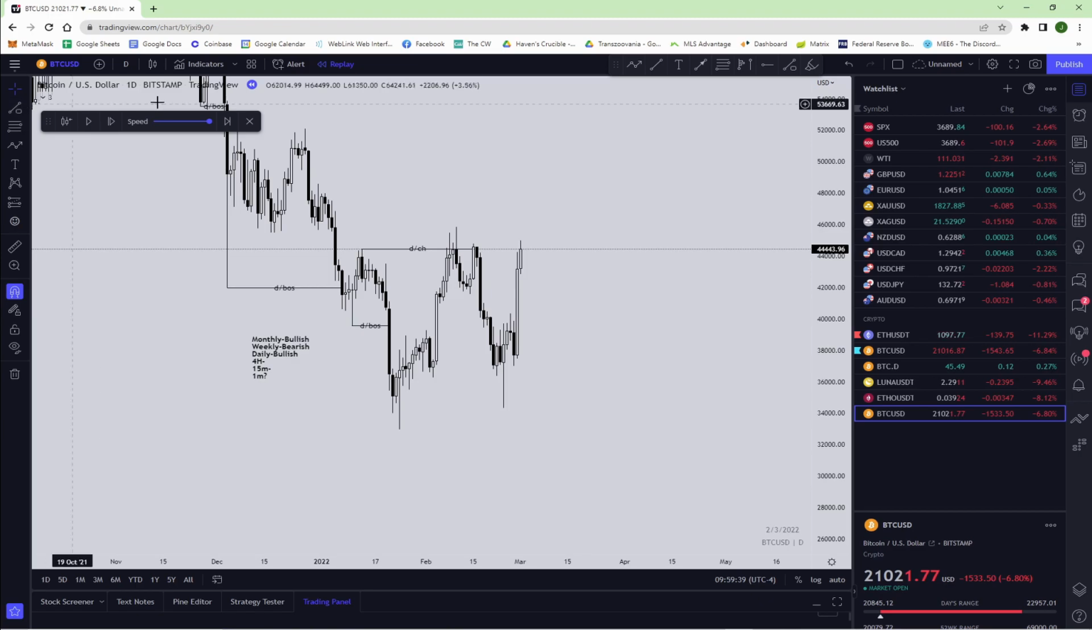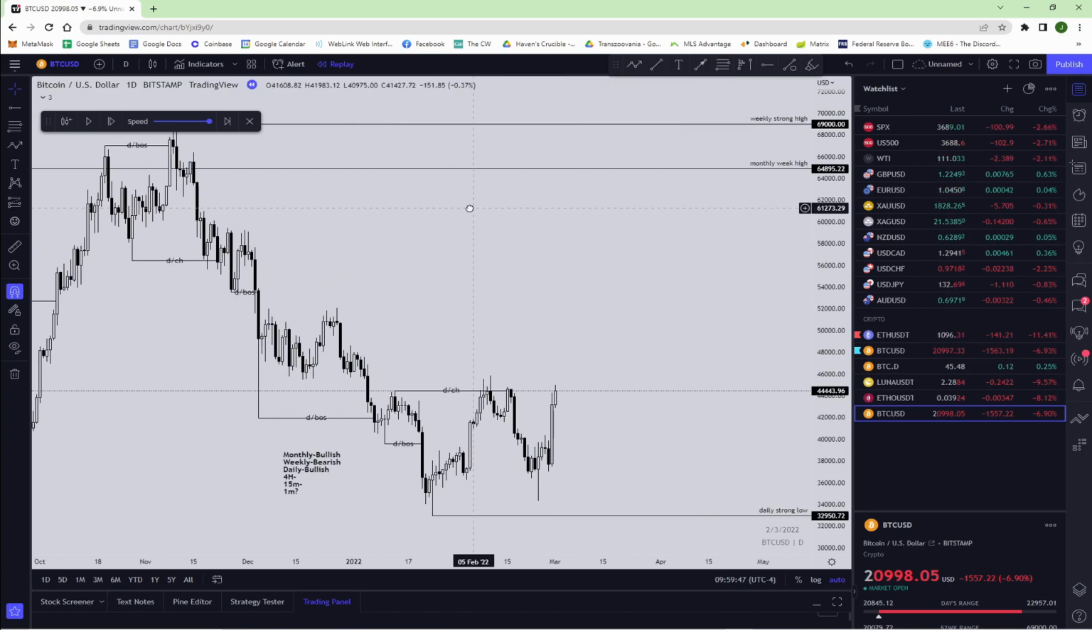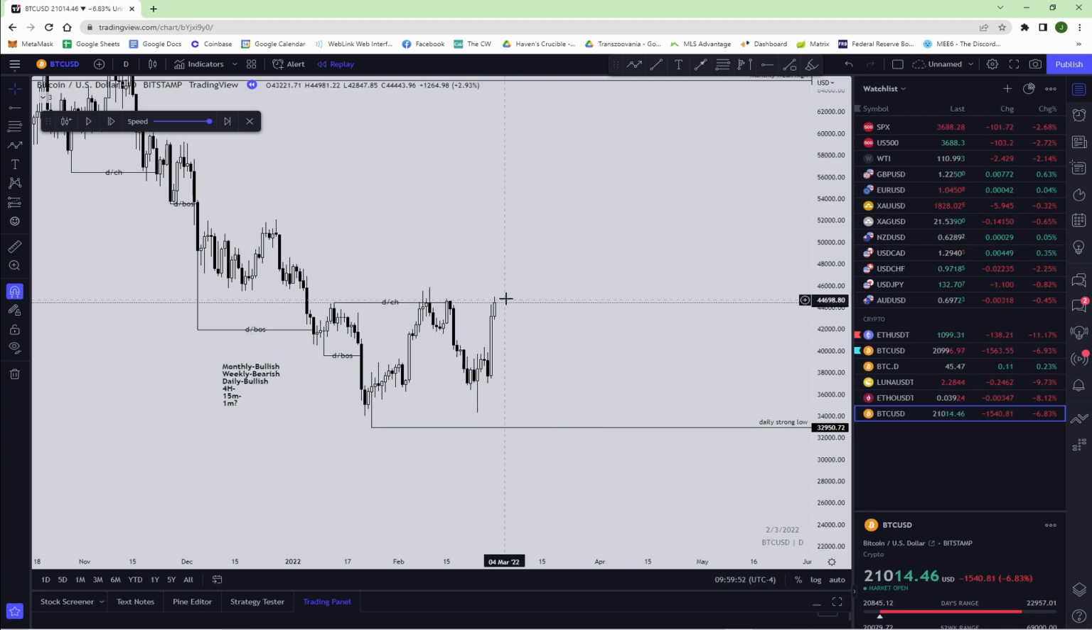So where's our low? Our daily strong low becomes right here. Whoa, whoa, whoa. We don't have a pullback quite yet. But we will. I'm sorry, we pulled back immediately. This is the pullback right now.